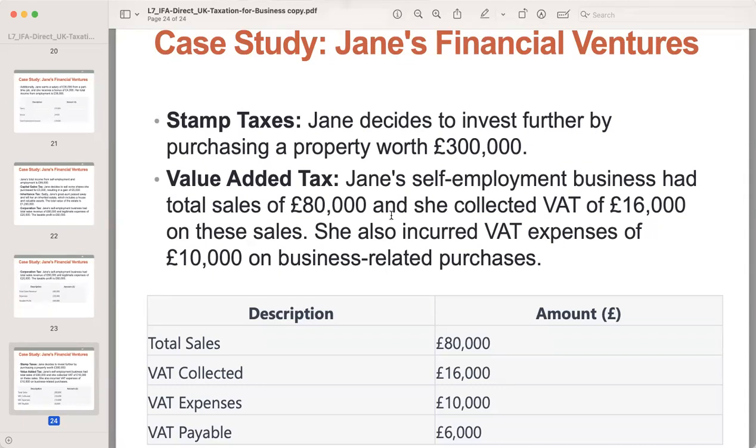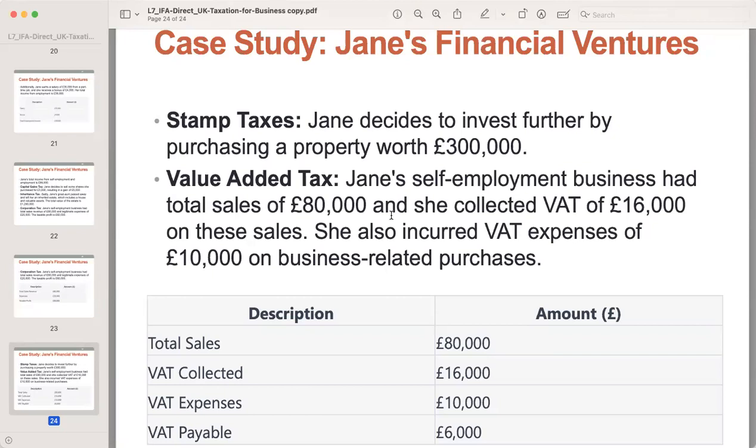In Jane's self-employment businesses, her total sales amounted to £80,000 and she collected £16,000 in VAT on these sales. Additionally, she incurred VAT expenses of £10,000 on business-related purchases. The VAT payable is calculated by subtracting the VAT expenses from the VAT collected. In this case, Jane would need to pay £6,000 in VAT.